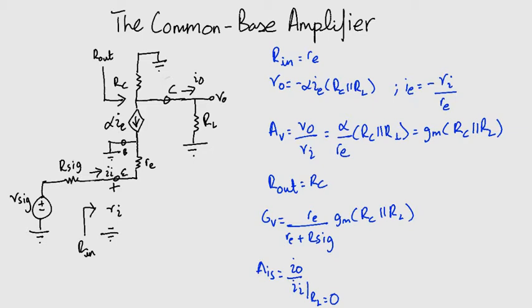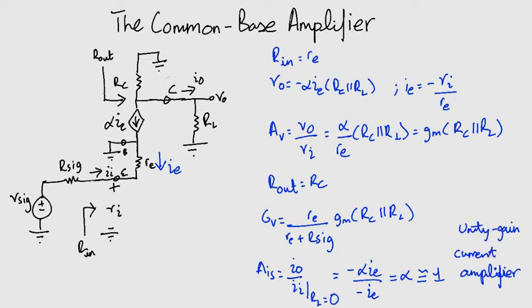Writing the expressions for I0 and Ii, with alpha IE and IE both flowing from collector downwards to the emitter, we get minus alpha IE divided by minus IE. Now this reduces to just alpha, whose value is close to 1. This is a very useful property. This amplifier is also known as a unity gain current amplifier. Another name for it is the current buffer.